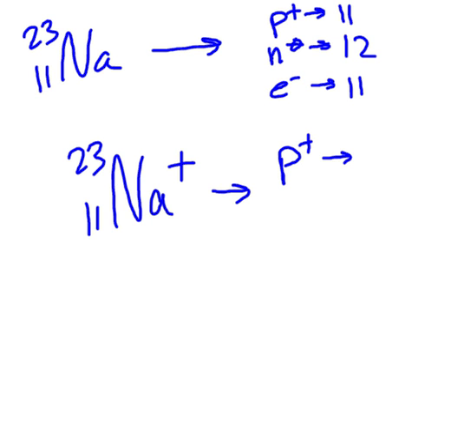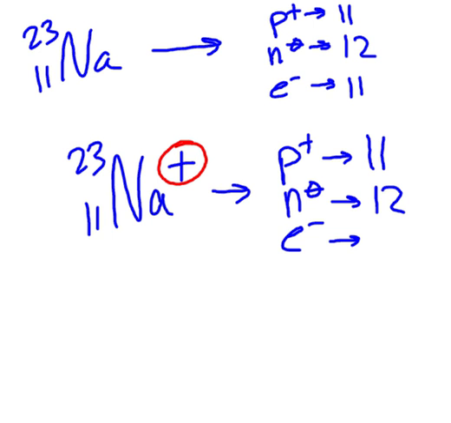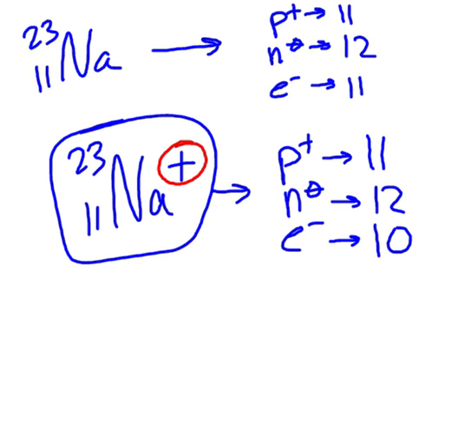Because if I have something other than 11, then it stops being sodium. My neutrons, I haven't changed my mass, so that's still 12. But my electrons, I'm going to end up having one more positive charge than negative. So that means I must have one fewer electron, which means I have 10 electrons. And this right here is how you would write the isotopic notation for an ion. It's a positive charge, and you saw the chlorine earlier.